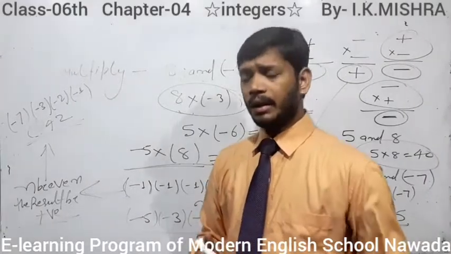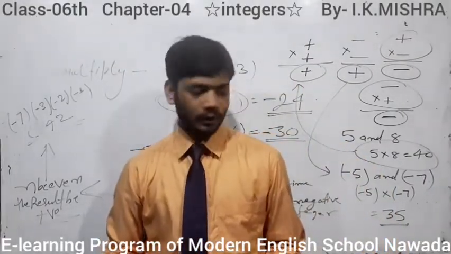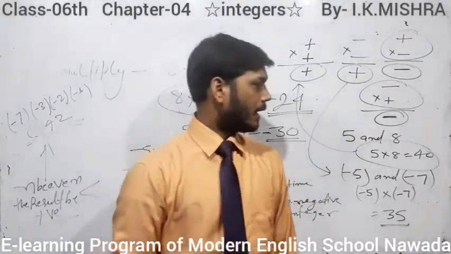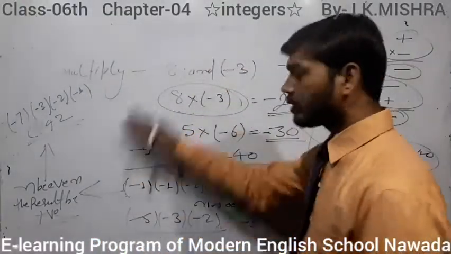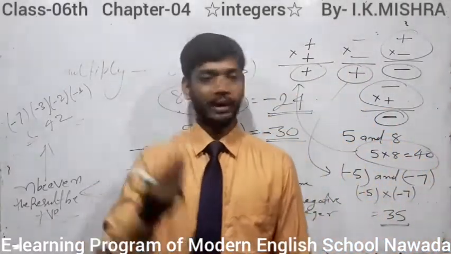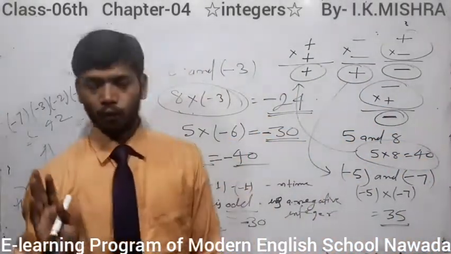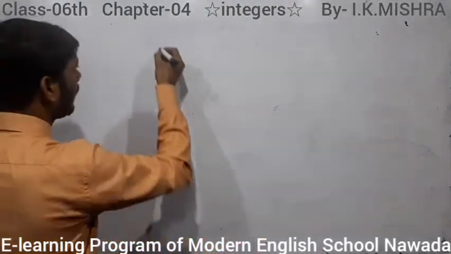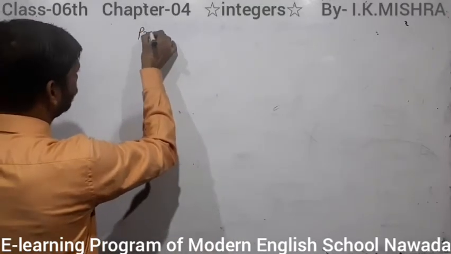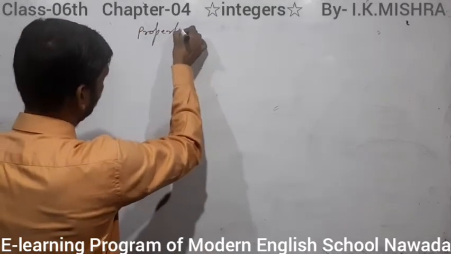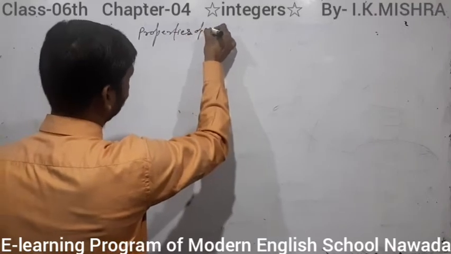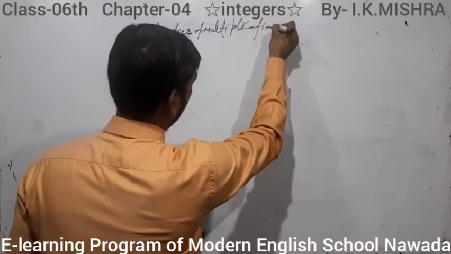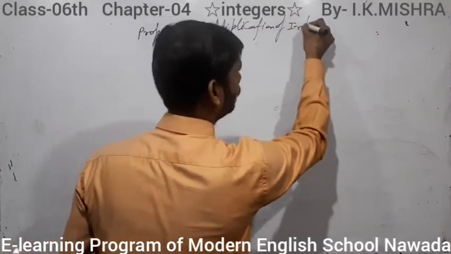Here, students, now mainly we have to know the properties of multiplication. Till now I discussed how you will multiply two or more integers. Here are all the rules. Now I am going to discuss the properties of multiplication of integers.